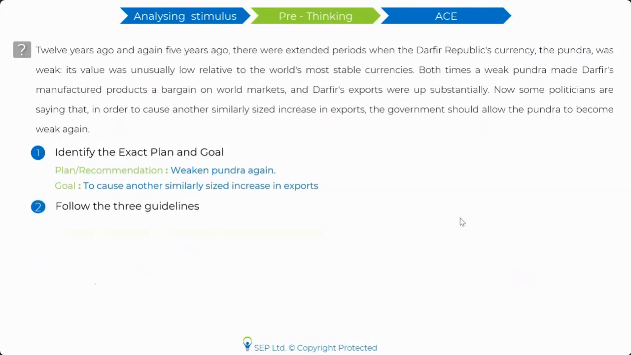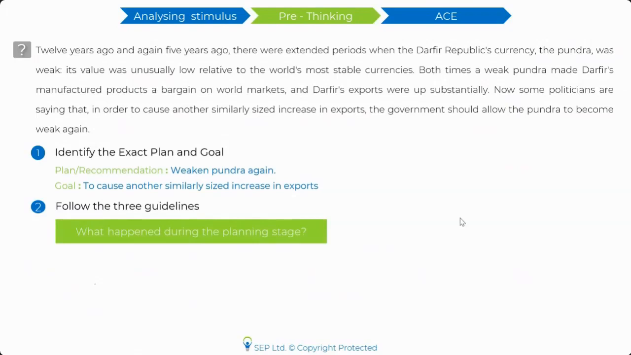What's the first guideline? What happened during the planning stage? All right. Now here, we don't have any information about what was planned earlier. Okay, we only know that currently when politicians are talking about using the same strategy, they are thinking what happened in the past will happen again now. That is what they have planned.